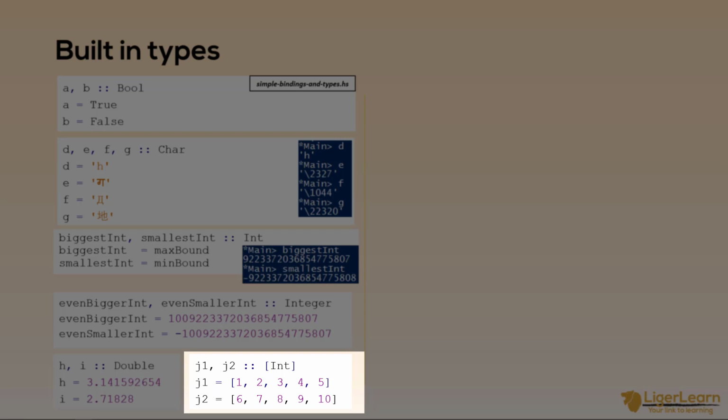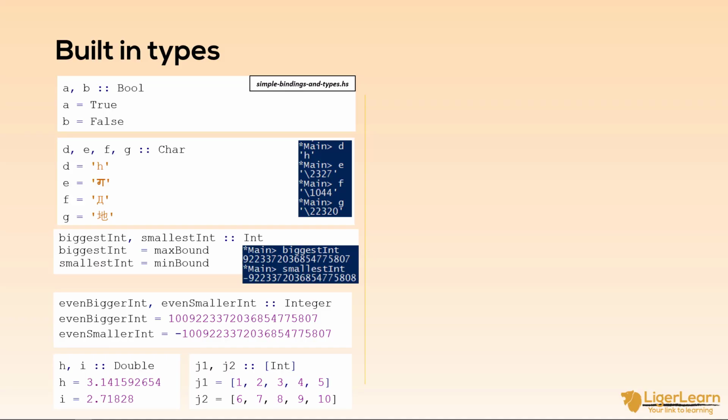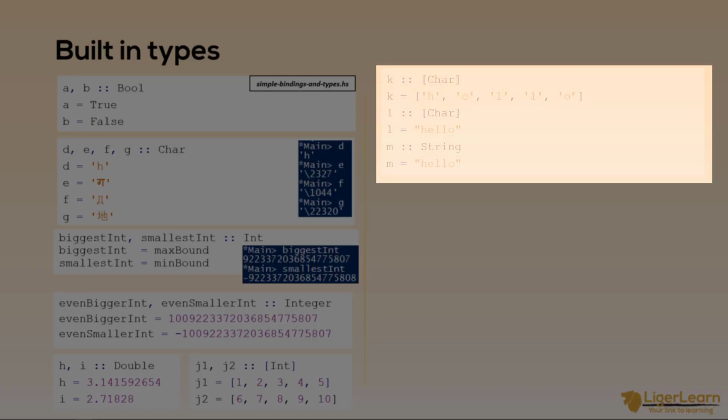Likewise, you could declare a list of any type, a list of double or a list of bool or whatever, and populate it using this syntax. Lists are really important, and we will look at them in more depth in a later module. For now, we are only covering the basics of lists so we can understand another important type, and that type is string. In Haskell, by default, a string is just a shorthand for a list of characters.